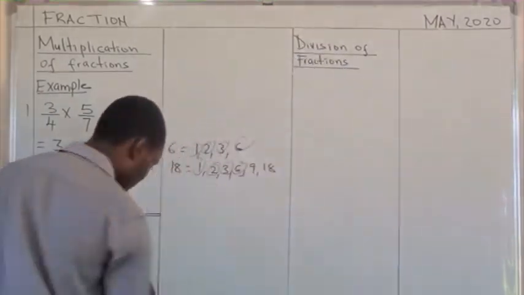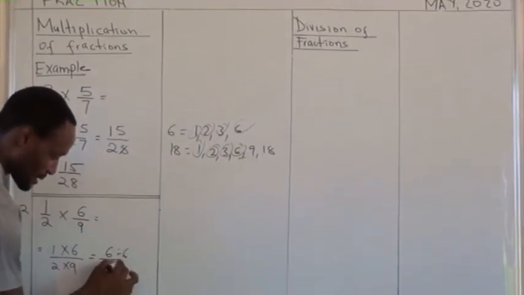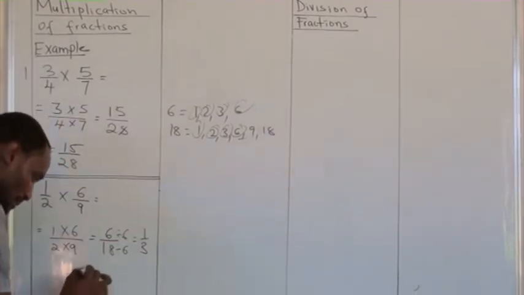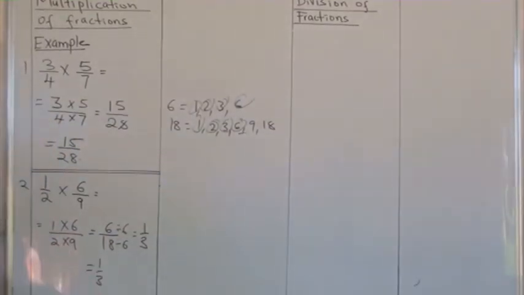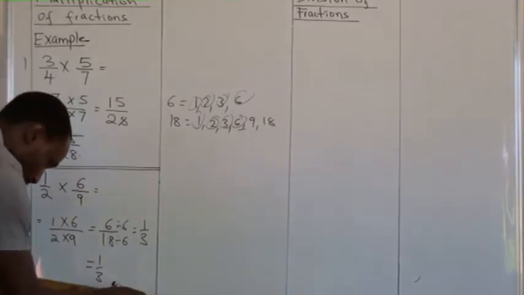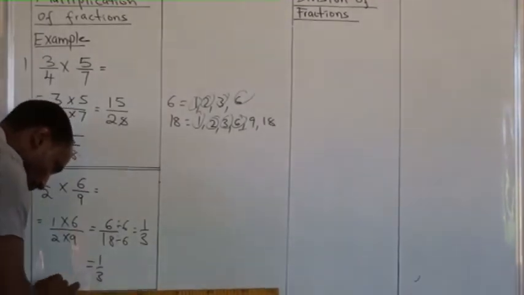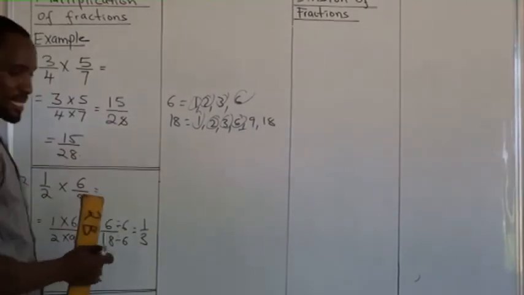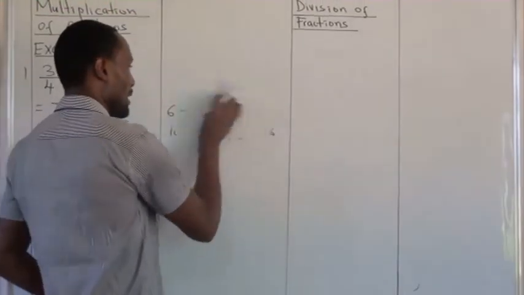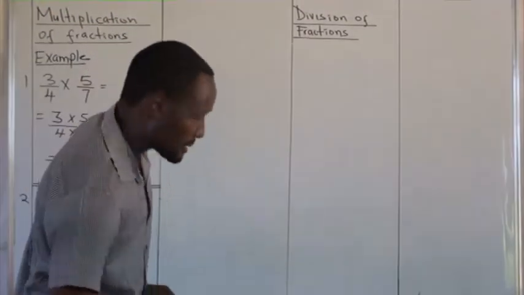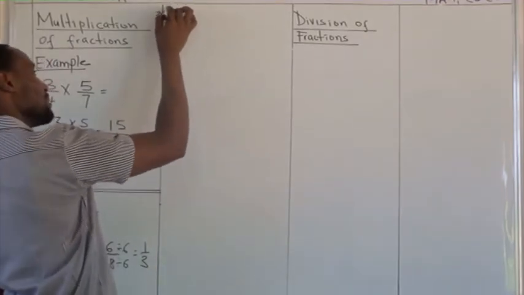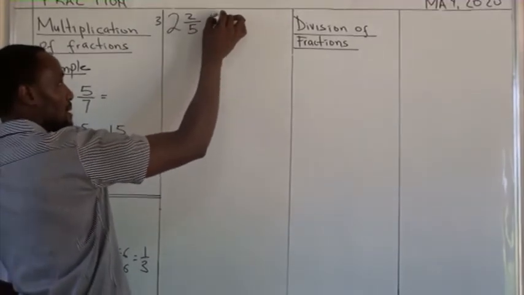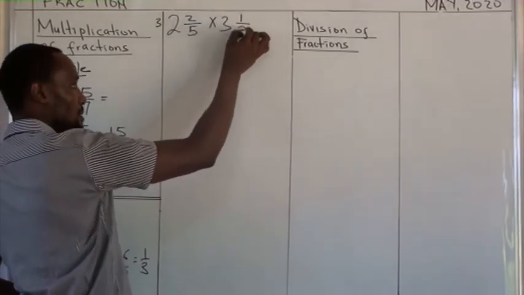So now we divide this by 6, and divide this by 6. We're going to get 1 over 3. So your answer becomes 1 over 3. Good. Now let's try another example that is a mixed fraction. Example 3: maybe 2 over 5 times 3 and 1 over 2.